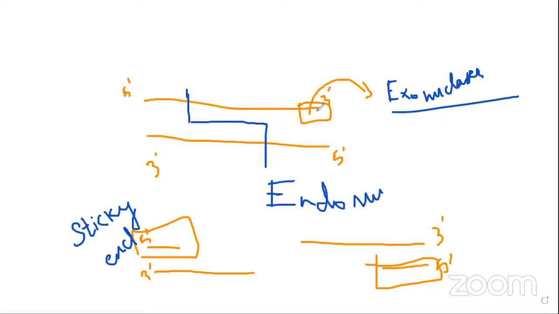This is the exonuclease. Exonuclease means that from any one of the DNA strands, the sequence will be removed, the last sequence. That is very, very important.